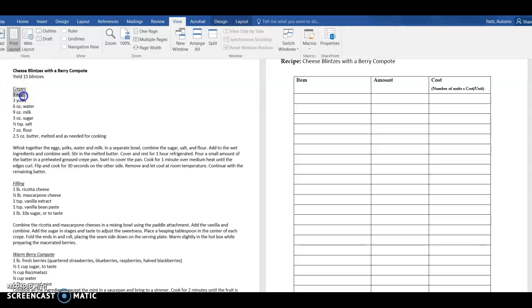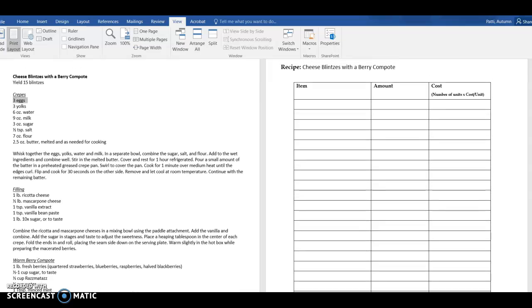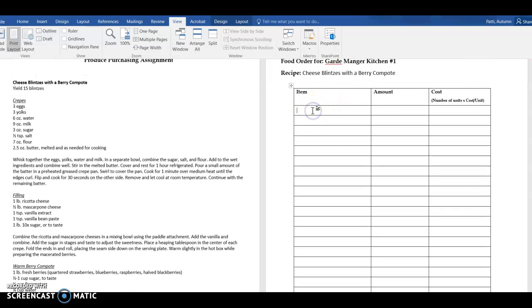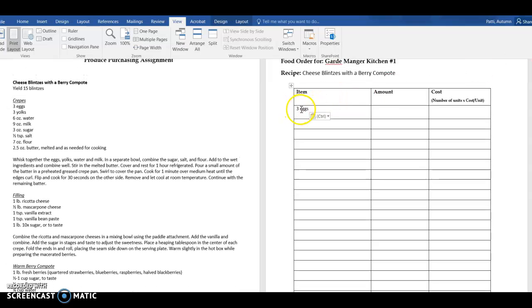Let's start with the first ingredient, 3 eggs. I'm going to go over to my food order here and start listing the items. So my first thing is eggs that I'll need. So I'll include the eggs, and then the amount at this point is 3 each.